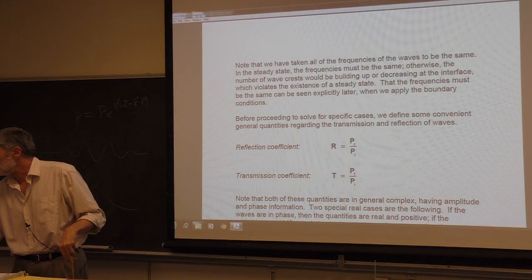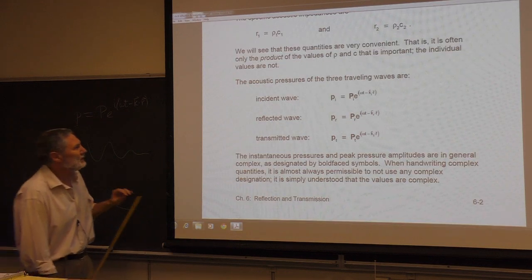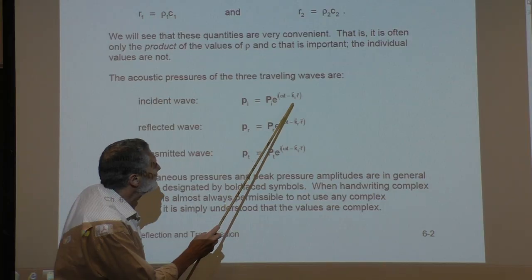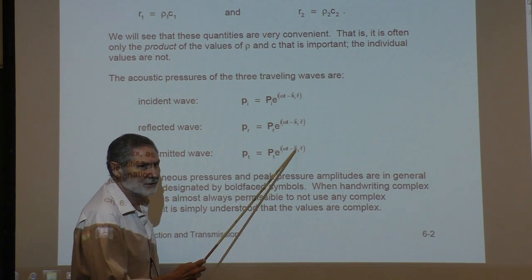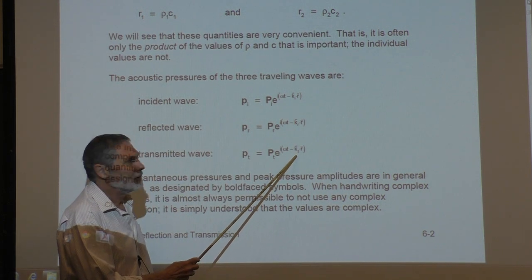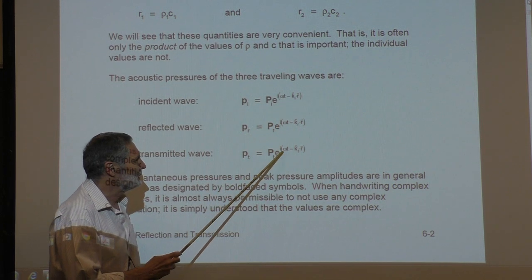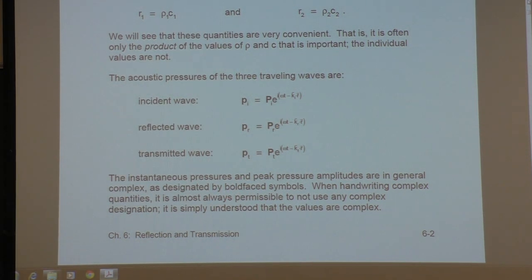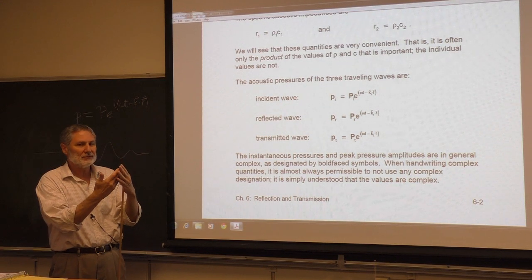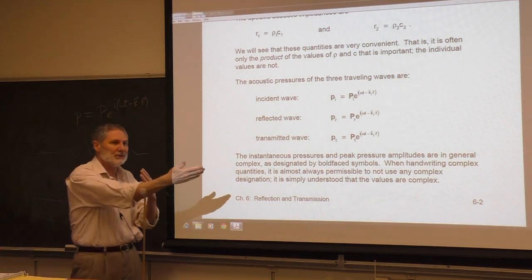Now you'll notice something. We've already done something here. I sneaked it in on you. Look at this. I've got this K sub I, K sub R, K sub T here. But what about the omega? I don't have an omega I, omega R, omega T. Well, it's physically reasonable. If you're hitting a boundary, you've got a wave coming in at some frequency. The frequency of the reflected wave has to be the same as the frequency that's coming in. And the frequency has to be the same there.